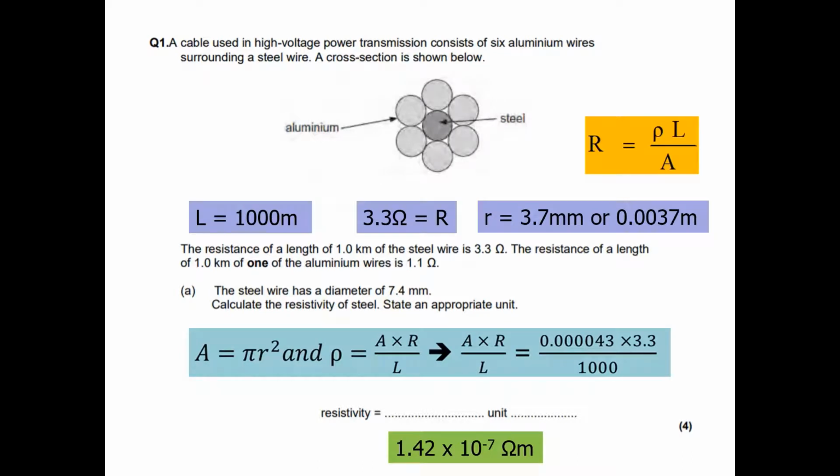So I've written down the quantities. So L is 1000 meters, the resistance is 3.3 ohms, and the radius is 3.7 millimeters. Remember, convert that into meters, you should get 0.0037 meters. So the first step, you work out the area, because you know that the equation is R is equal to rho L divided by A. So work out A, the area, using pi R squared. So you know R and you know pi. So the area should be 0.00043, and the resistance is 3.3, and the length is 1000. Put that into the equation, you should get 1.42 times 10 to the minus 7 ohm meters.